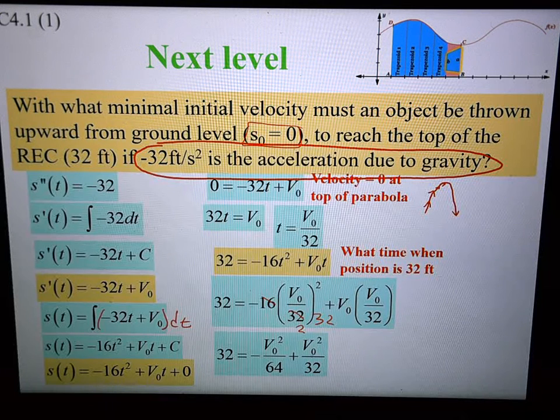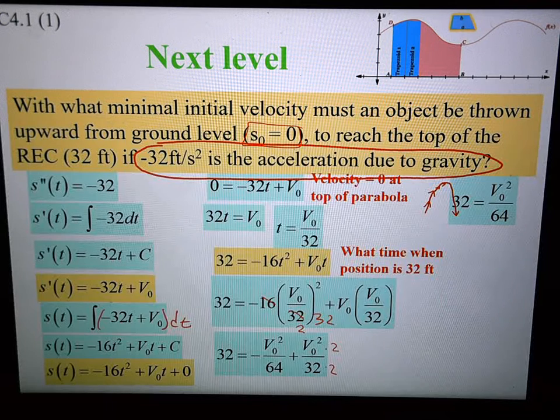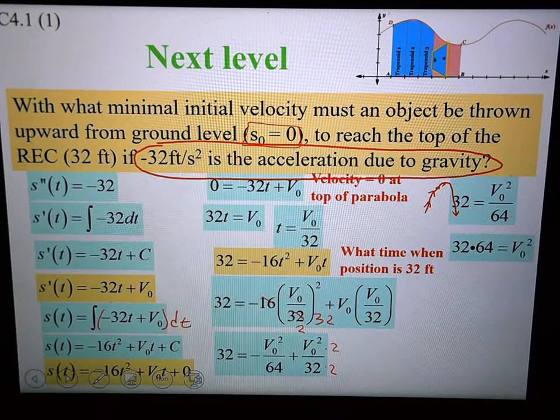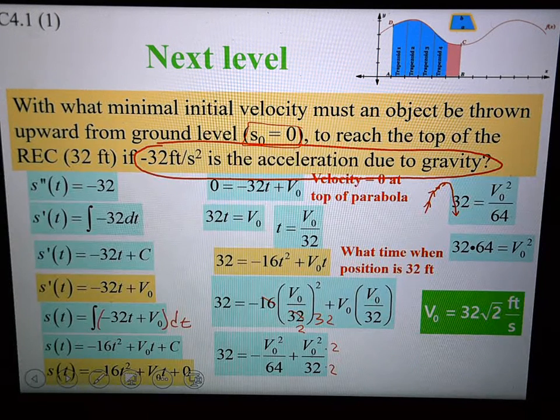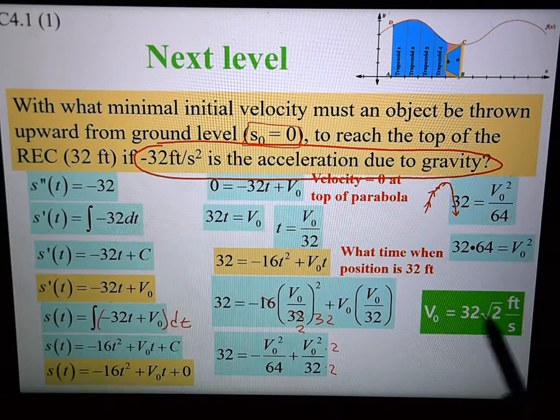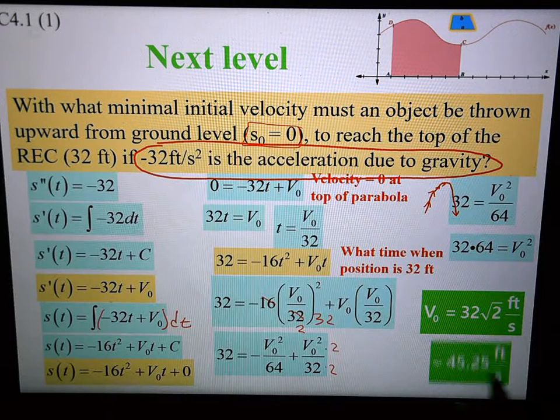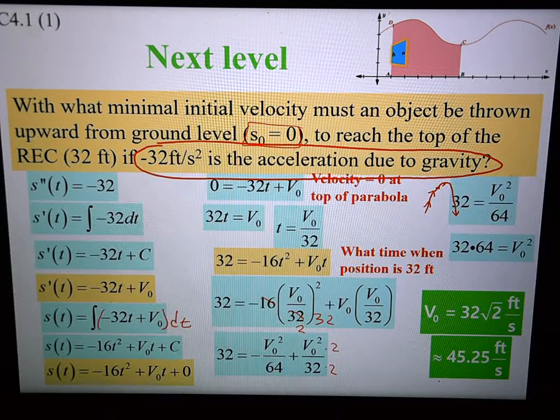These do not have the same denominator. If I multiply by 2, I can get a common denominator, and then 2v sub 0 squared over 64 minus 1v sub 0 squared over 64 is v sub 0 squared over 64 equals 32 times 64. Boom. Square root. Boom. This is your initial velocity that you have to reach the top of the parabola, which is about 45.2 feet per second.